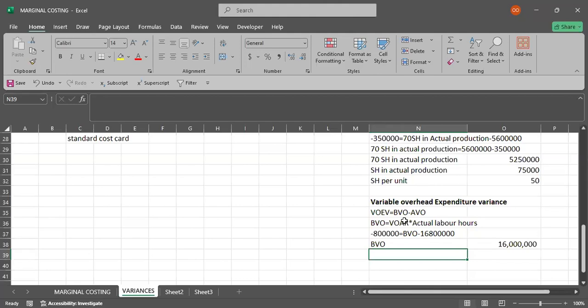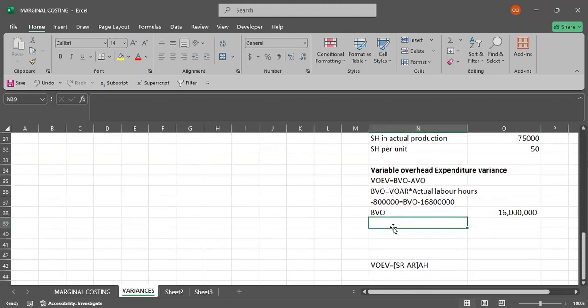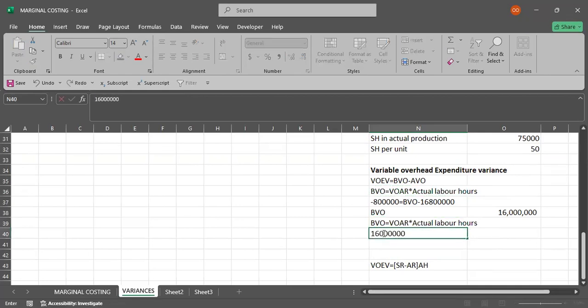Good. So having gotten that, our main interest is to get the standard rate, the standard absorption rate, which is called variable overhead absorption rate. So we now drop this formula down here. Budgeted variable overhead, that is 16 million, is equal to variable overhead absorption rate, which we multiply by actual labor hours.